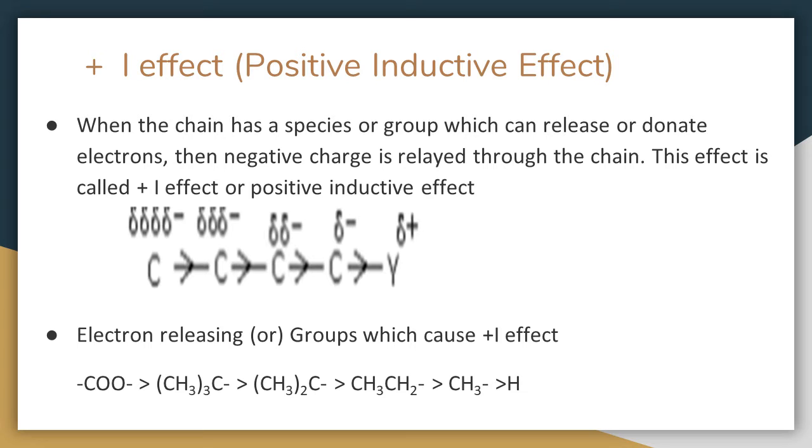Plus I effect or positive inductive effect. When the carbon chain has a species or group which can release or donate electrons, that is, which can repel the electrons, then a negative charge is relayed throughout the chain. Because of this, carbon gets a partial negative charge and the electron releasing group gets a partial positive charge. This is called positive inductive effect or plus I effect. Here I have listed the groups which cause plus I effect, or the groups which are electron releasing in nature.